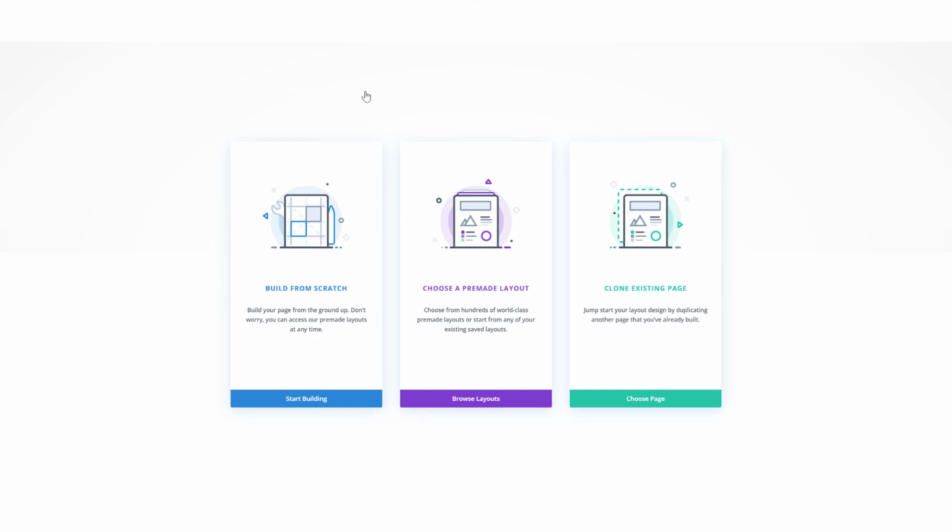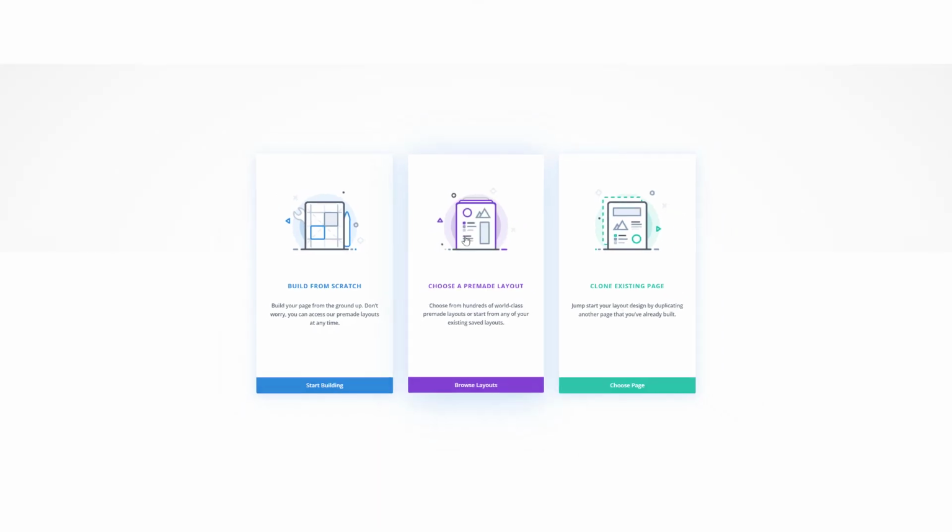Now when creating a new page, you will get three options. You can start building from scratch, choose a pre-made layout, or clone an existing page. We're going to browse through our pre-made layouts by clicking on the purple item.